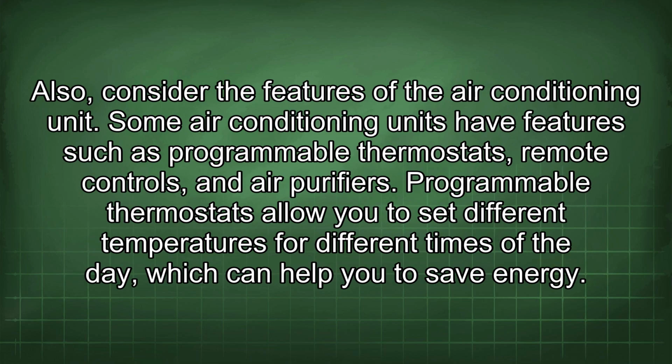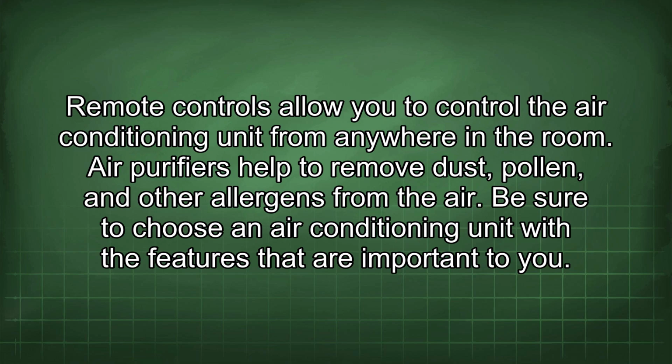Also, consider the features of the air conditioning unit. Some air conditioning units have features such as programmable thermostats, remote controls, and air purifiers. Programmable thermostats allow you to set different temperatures for different times of the day, which can help you to save energy. Remote controls allow you to control the air conditioning unit from anywhere in the room. Air purifiers help to remove dust, pollen, and other allergens from the air. Be sure to choose an air conditioning unit with the features that are important to you.